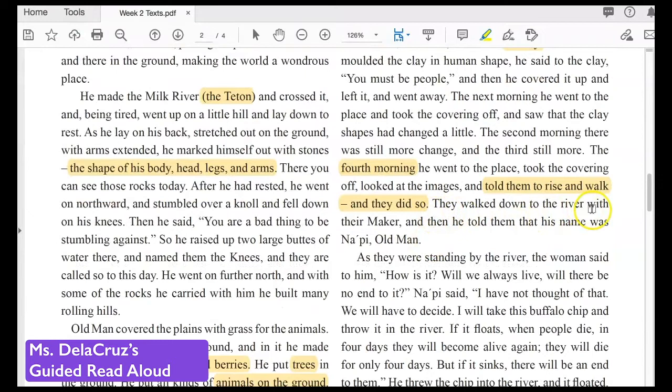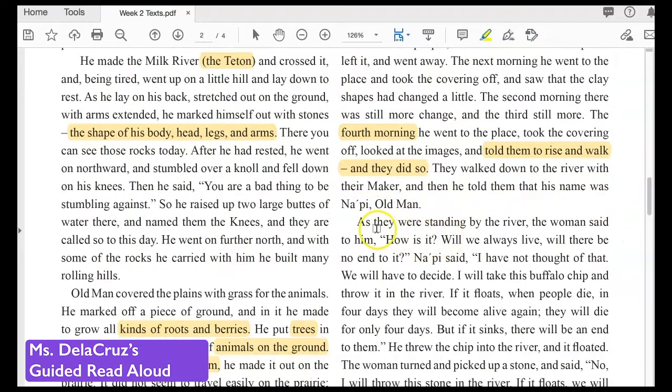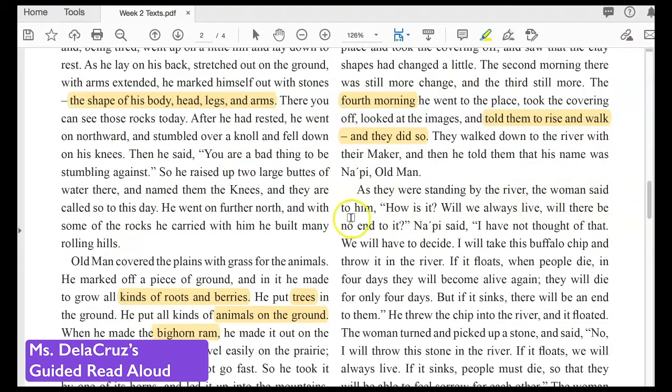They walked down to the river with their maker, and then he told them that his name was not P, Old Man. As they were standing by the river, the woman said to him, "How is it? Will we always live? Will there be no end to it?" Napi said, "I have not thought of that. We will have to decide.